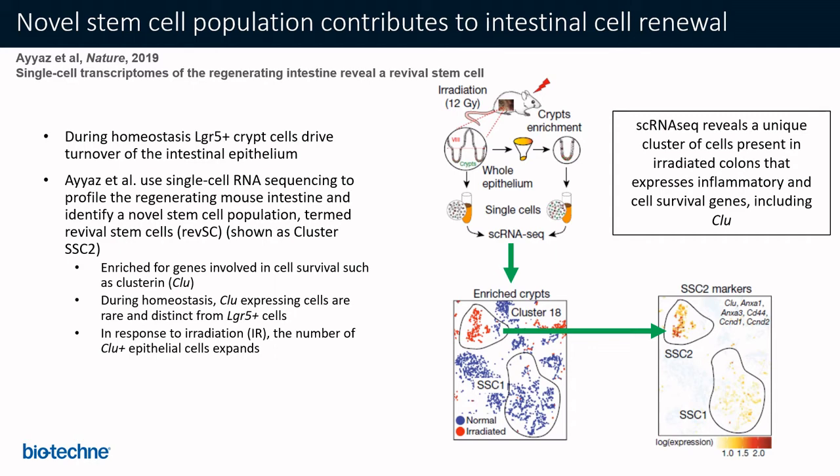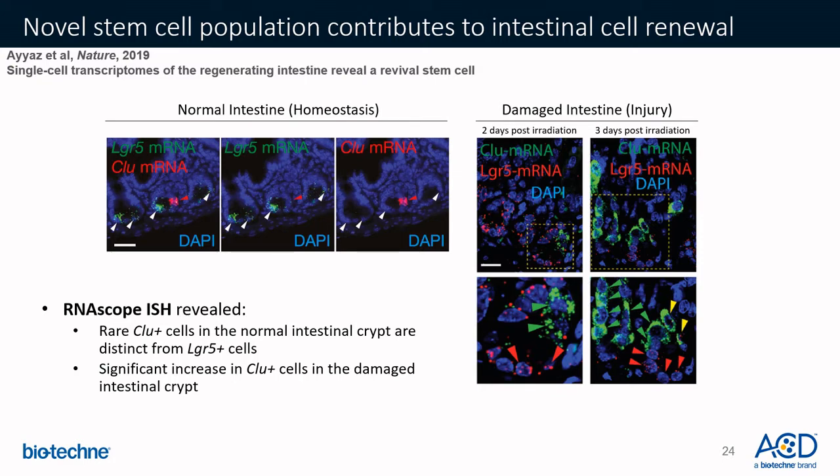in response to injury. Now, they used the RNAscope multiplex fluorescent assay and revealed that these rare CLU-positive cells in the normal intestinal crypt were distinct from these Lgr5 positive cells, as you can see in the image on the left. And they saw that there was a significant increase in these CLU-positive cells in the damaged intestinal crypt.